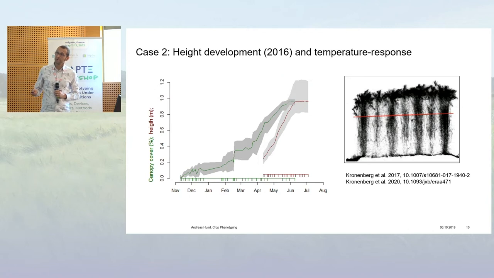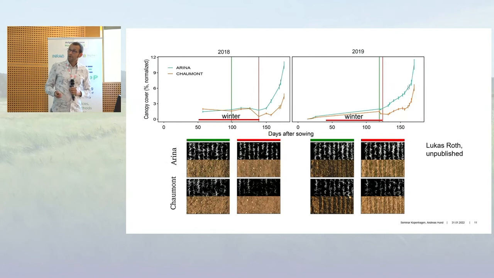So the next thing what we did is looking at the height development. That means we were actually following height with different means, with the laser scanner and with drones. You can do that with both. This is an example from the laser scanner. And this is not height development, but this is canopy cover development. I'm sorry for that. An example from this field phenotyping platform where we actually have these images.